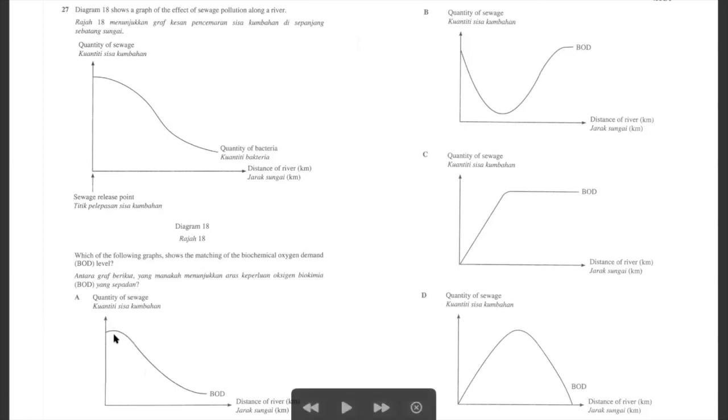Awak tengok. Okay, jawapan dia adalah A. Okay, sama macam yang ni lah. Sebab apa? Ni kan quantity of bacteria ni kan meningkat kan. Okay, quantity of bacteria meningkat. So maksudnya BOD meningkatlah sebab apa? Air nak tahu tercemar ataupun tak tercemar, mestilah ada banyak bakteria. Betul tak? Okay, mesti ada banyak bakteria.